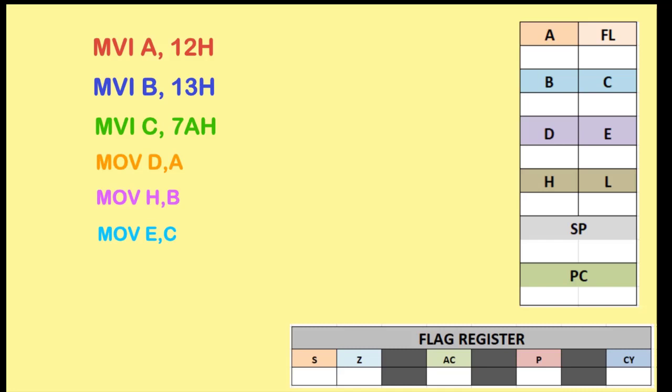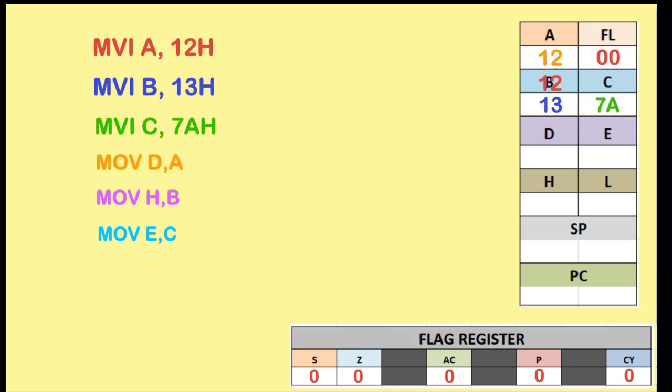As we can see, when the first instruction is executed by the microprocessor, the data 12H gets stored in register A. The second instruction, MVI B, stores the data 13 in register B. Then the third instruction, MVI C, data 7A. You must see that this data is hexadecimal, so it can have digits from 0 to 9 and then A to F. So 7A gets stored in register C.